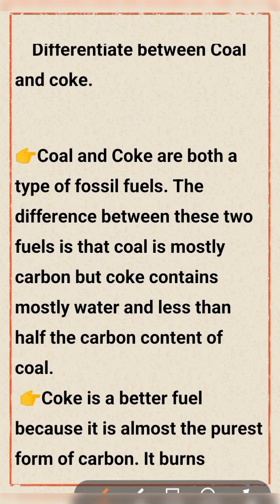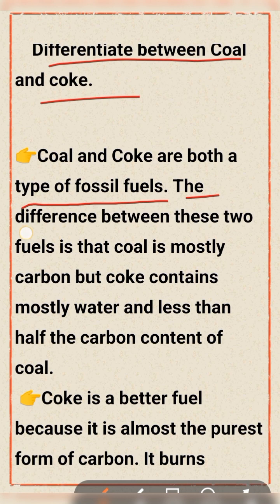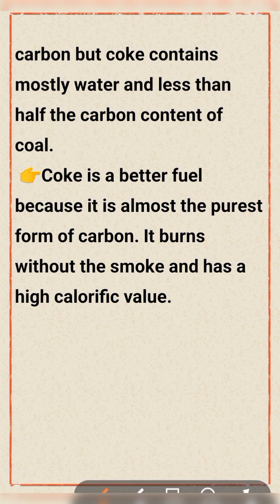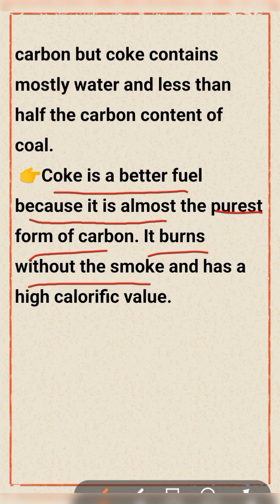My dear viewers, now difference between coal and coke. Coal and coke are both types of fossil fuel. The difference between these two fuels is that coal is mostly carbon, but coke contains mostly water and less than half of the carbon content of coal. Next point, coke is a better fuel because it is the purest form of carbon. It burns without smoke and has a high calorific value, that is, it gives high energy.